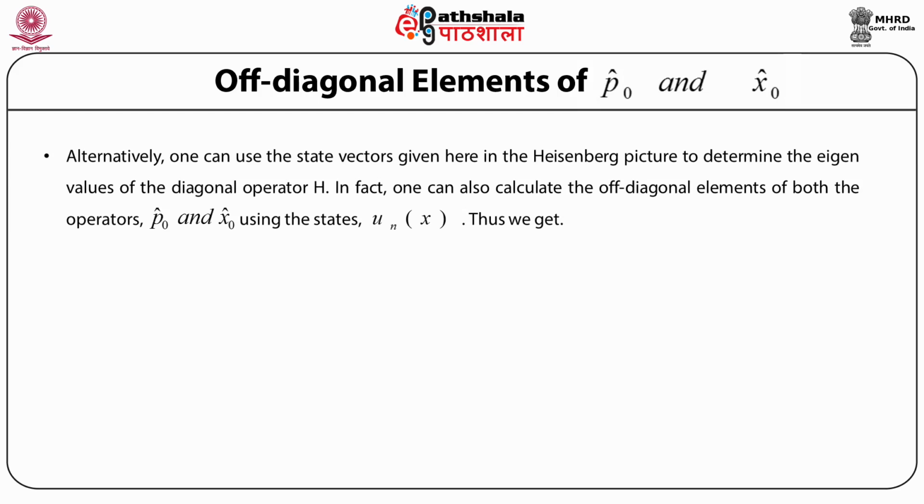Alternatively, one can use the state vectors given here in the Heisenberg picture to determine the energy eigenvalues of the diagonal Hamiltonian operator H. In fact, one can also calculate the off-diagonal elements of both the momentum operator P0 and the position operator X0 using the state u_n as a function of x.